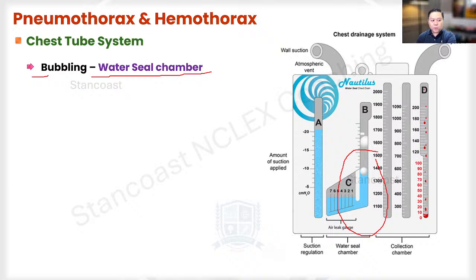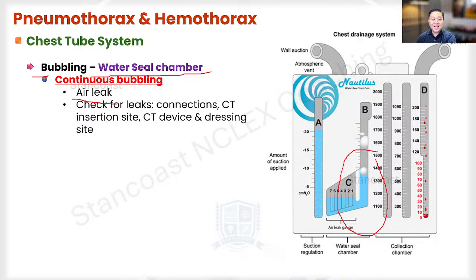So when we are looking into the water seal chamber, and if there is a continuous bubbling, it definitely signals an air leak. Bad sign. This is a red flag. If there is a continuous bubbling, you definitely need to check the entire system for any leakage, okay? And we'll also need to check the connection, the chest tube itself, the insertion site, and the chest wall. So those are the things that you have to follow up, and also locate where the leak is.